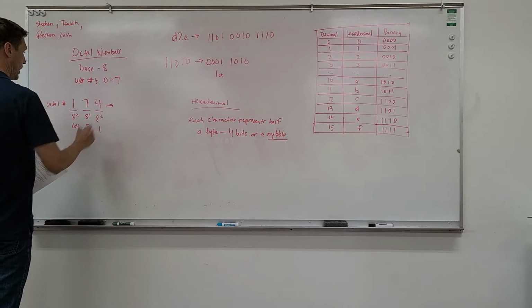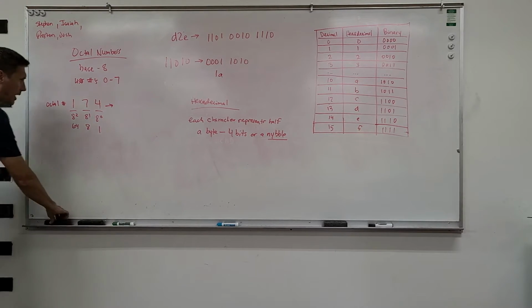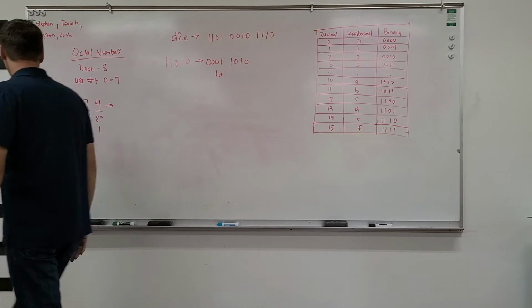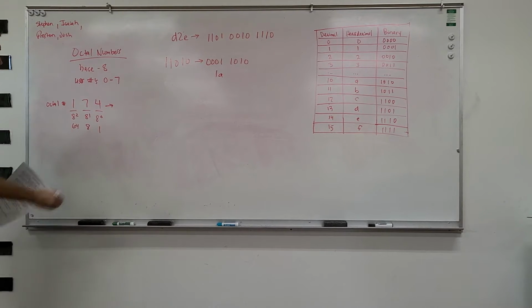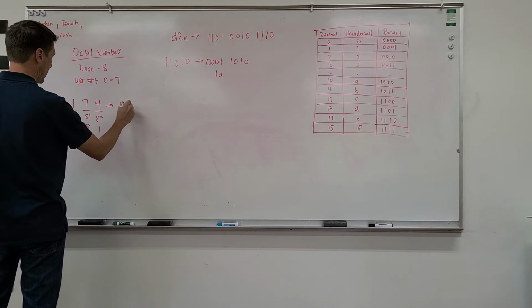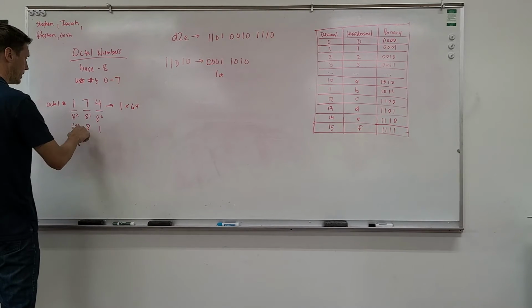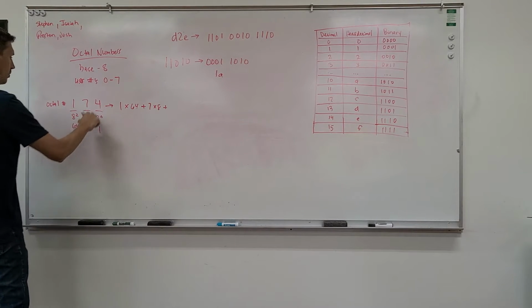And what makes it a little bit harder here is that in binary, it was just 1 times this number. If I had a 1 here, it was 1 times 8. But here, to convert this to decimal, I have to do 1 times 64, because that's what's in this place, plus 7 times 8, plus 4 times 1.